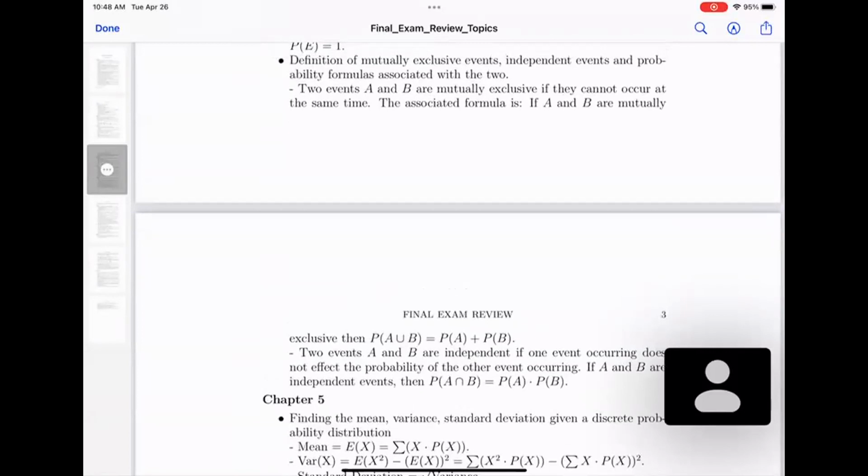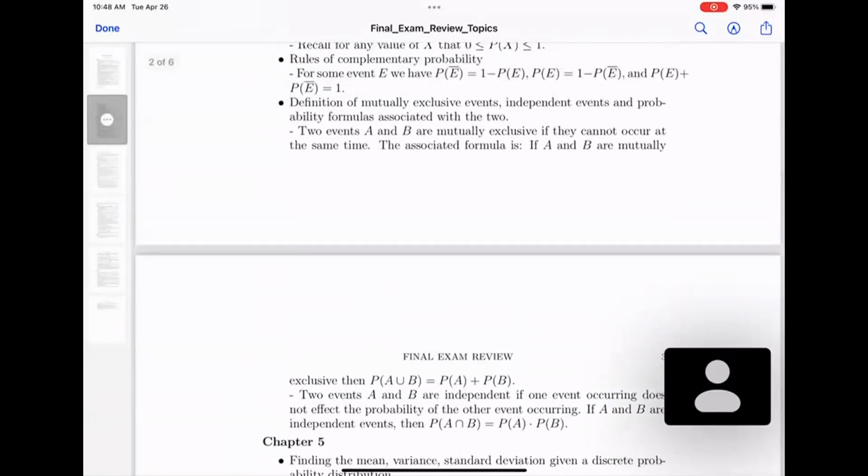Okay, and the last thing about chapter 4, we talked about mutually exclusive and independent events, and then we talked about formulas associated with those. So 2 events A and B are mutually exclusive if they cannot occur at the same time. You'll need to know that definition. And the associated formula is if I have 2 events A and B that are mutually exclusive, so they can't occur at the same time, the probability of the union, or the probability of either of them happening, is just equal to the probability of each of them added together.